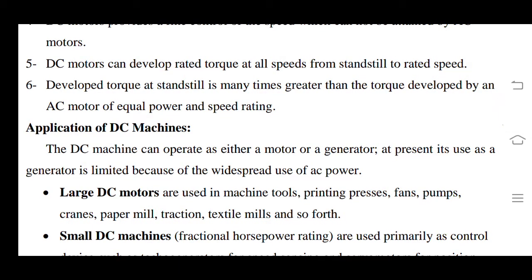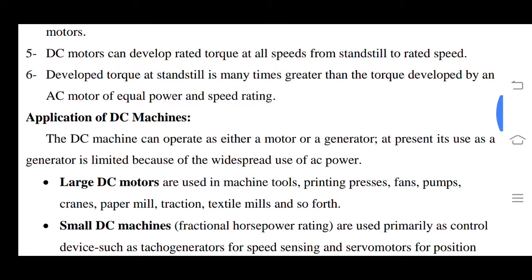Fifth point, a DC motor can develop a rated torque at all speeds from standstill to rated speed. So the highest torque is produced at starting, running and standstill conditions; at all speed conditions it can produce a higher torque. And a DC series motor gives the higher torque in all conditions. So DC series motors are used in traction motors. Sixth point, the developed torque at standstill is many times greater than the torque developed by an AC motor of equal power and speed ratings.